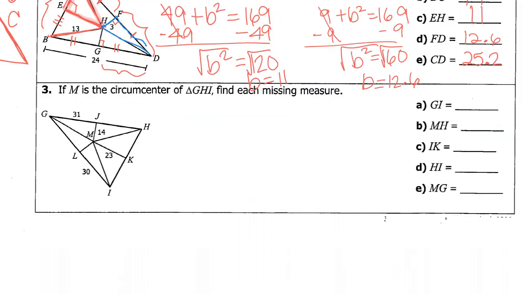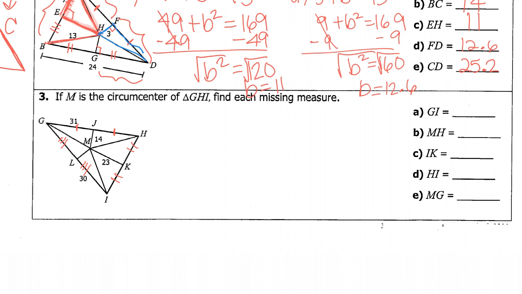All right, for number 3, I'm also dealing with a circumcenter, so I'm going to go ahead and label all my congruent segments. So the first thing I want to find is GI, the length from G to I. So I know that if half of it is 30, then the whole thing will be 60 because I just double it. Next, I need to find MH. Well, MH is the same length as MI and MG. Remember that the segments that go to your corners, the vertices, are all the same length. But unfortunately, it doesn't give me the other two lengths. So it looks like I'm going to have to use Pythagorean theorem to find that.